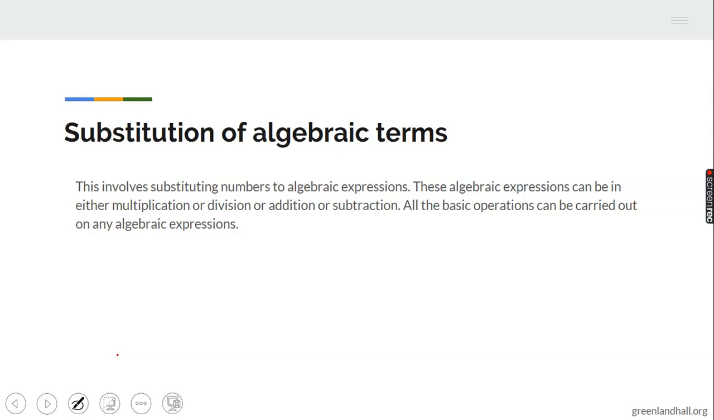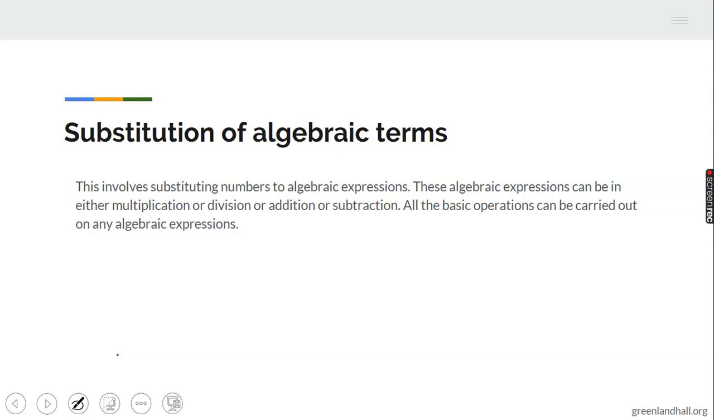We'll be talking about substitution of algebraic terms. Substitution of algebraic terms. Don't allow any distractions. I'm saying it again. Just focus and learn. Now, this involves substituting numbers into algebraic expressions.